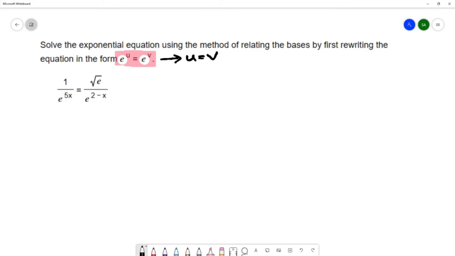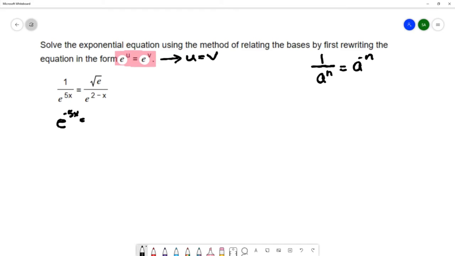One of the properties I'm going to use on the left-hand side involves negative exponents. This property says that if you have 1 over a to the n, you're able to write this with a negative exponent as a to the negative n. It goes back to negative exponents meaning the reciprocal of the base. So on the left-hand side, I'm going to be able to write the expression 1 over e to the 5x as e to the negative 5x using that property of negative exponents.